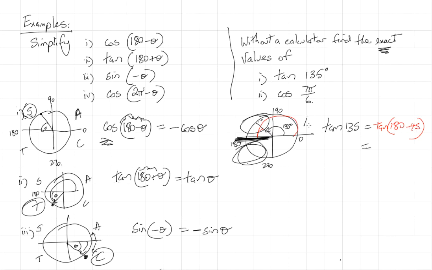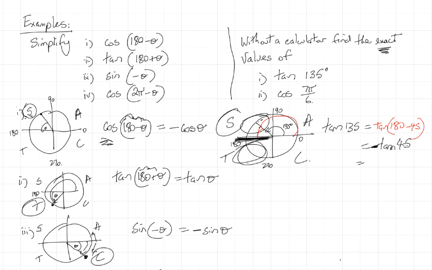We then do all stations to central, and we're in this quadrant here. In the second quadrant, sine is the only one that's positive, so tan must be negative. Negative tan, and we drop the 180 minus and just put 45. So it's negative tan 45.